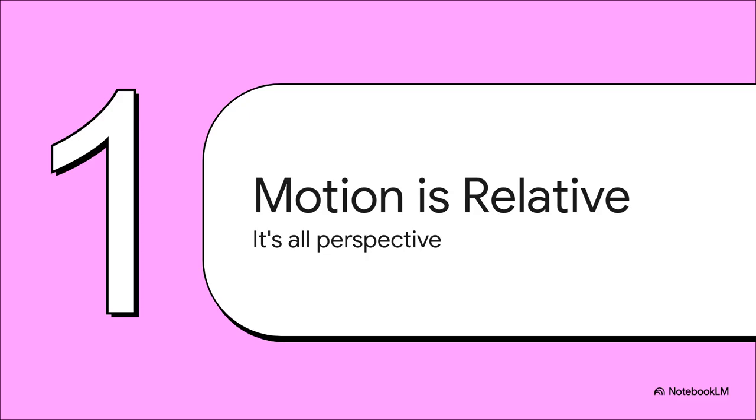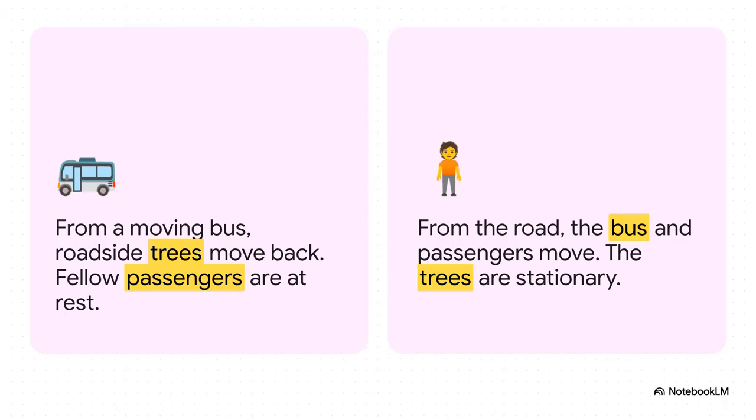Okay, first up, we've got a pretty mind-bending idea, but it's absolutely crucial to everything else we're going to talk about. Motion isn't absolute. Nope, whether something is moving or just standing still depends entirely on who's doing the watching. Let's use a classic example to make sense of this.